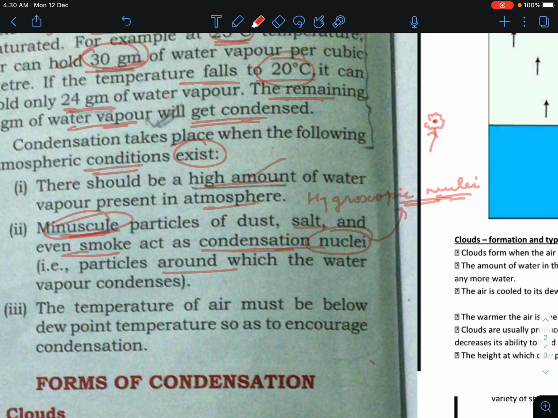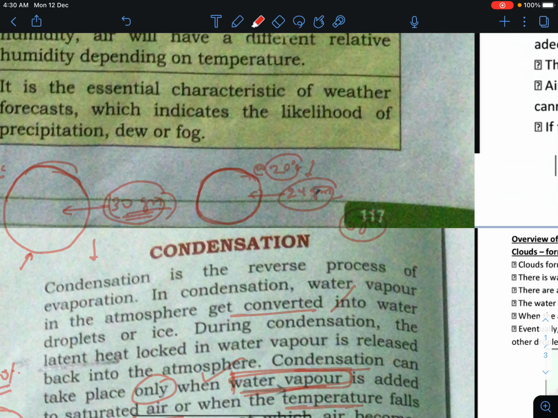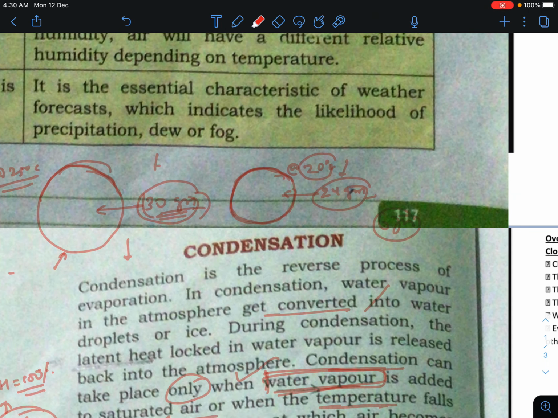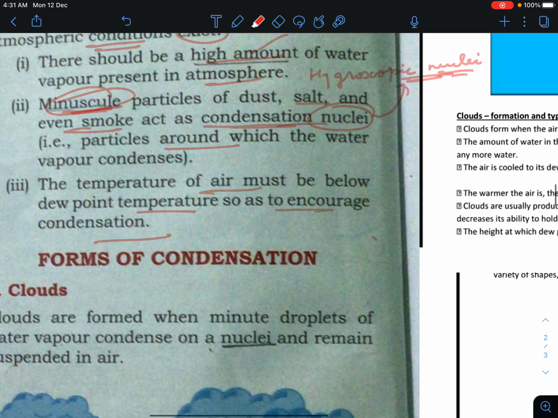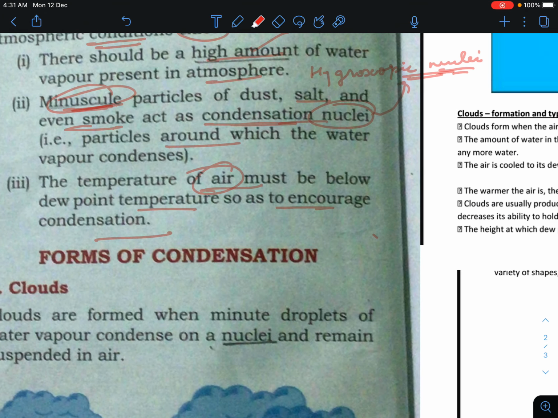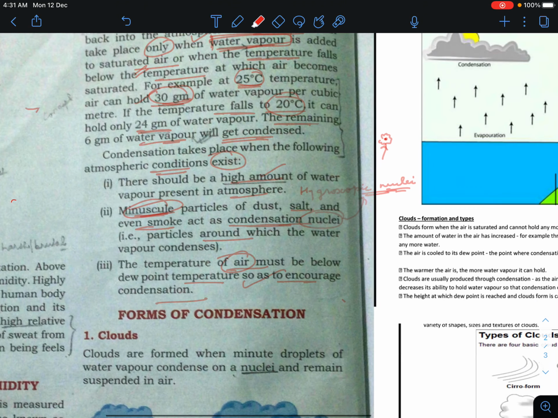The second one is that the temperature of the air must be below the dew point temperature. We have already studied that in order to make condensation start, we have to decrease the temperature. So the air temperature must be below the dew point so that it increases the condensation. I hope it's okay.